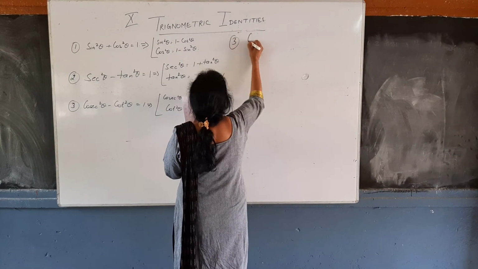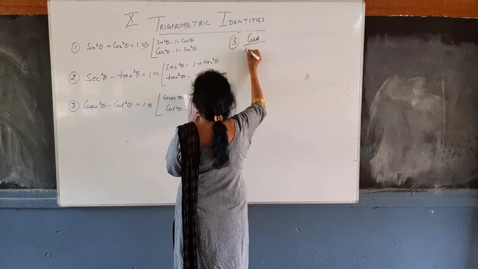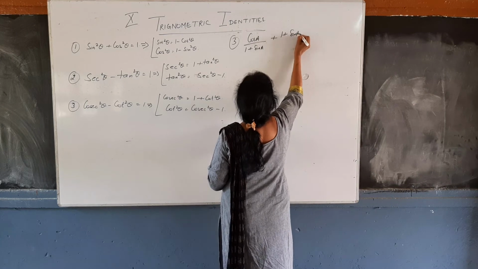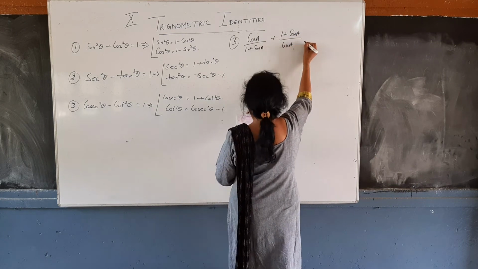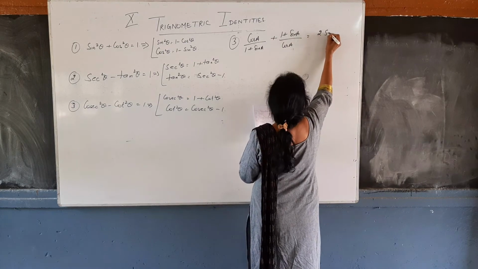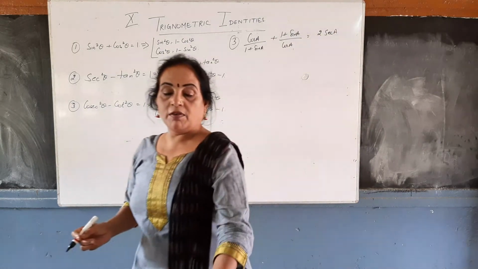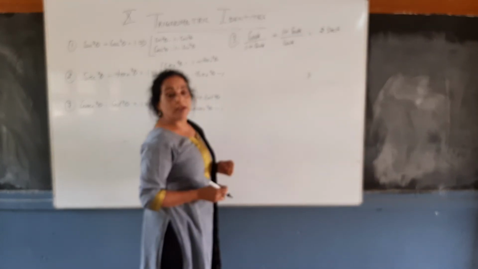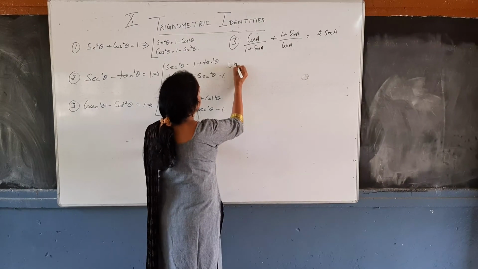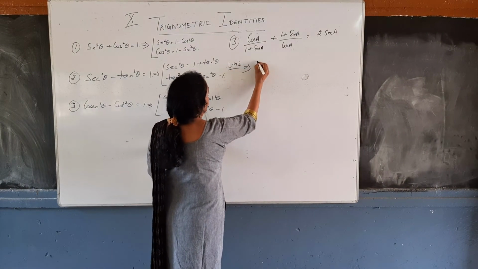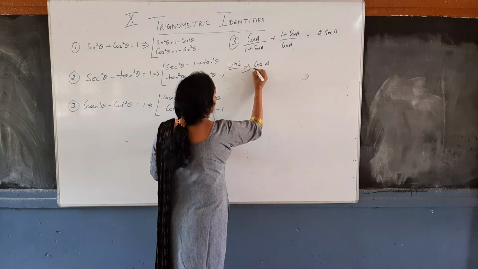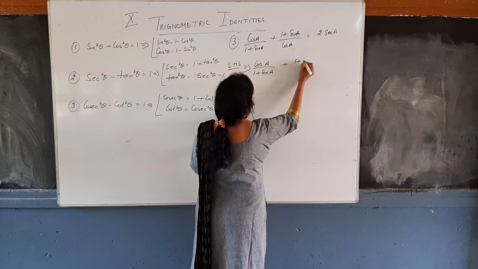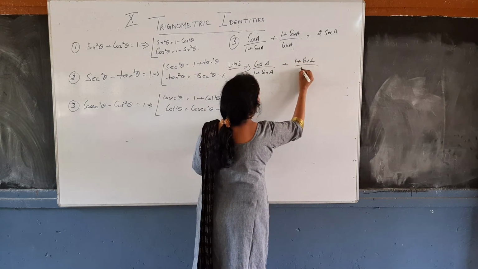That is third question. Cos A upon 1 plus sin A plus 1 plus sin A upon cos A is equal to 2 times sec A. We have to prove that cos A upon 1 plus sin A plus 1 plus sin A upon cos A is equal to 2 times sec A. Again we will take LHS, that is cos A upon 1 plus sin A plus 1 plus sin A upon cos A.